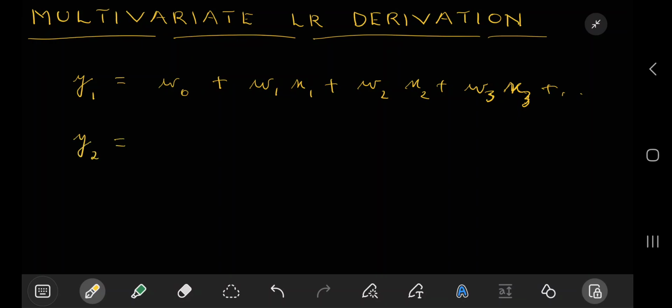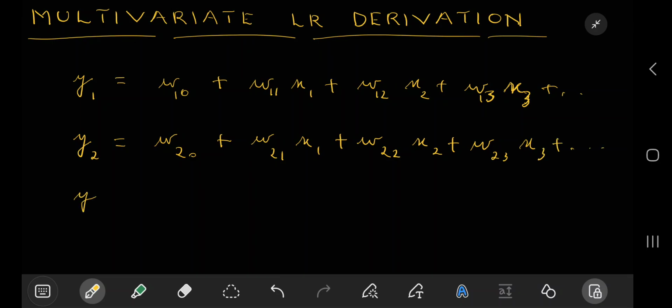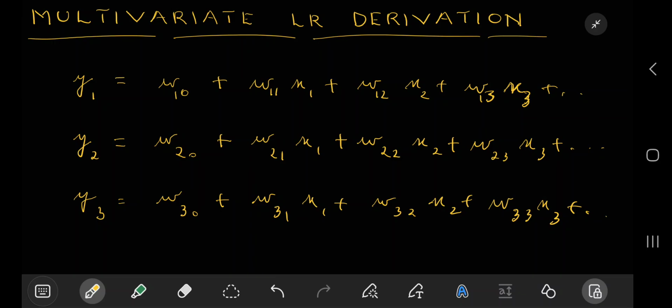Similarly, your y2 will be formed with a different set of w's. I'll mark these as w10, w11, w12, w13, and so on, so that you can differentiate. For y2, you will have w20 plus w21x1 plus w22x2 plus w23x3 and so on. And for y3, now you can understand it, right? It will be w30 plus w31x1 plus w32x2 plus w33x3 and so on.